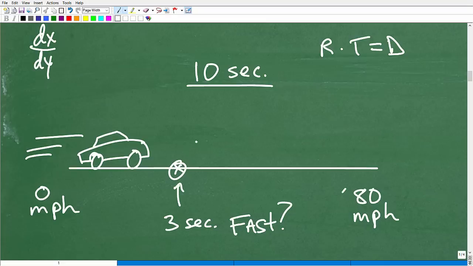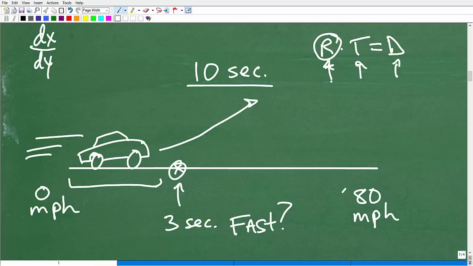You might say, I don't know, maybe at 3 seconds it's going, let's say, 48 miles per hour. Well, how can we calculate that? If you think about it, the car is continuously increasing its speed. You can't take the distance it's traveled and then divide it by its speed. Rate times time equals distance.